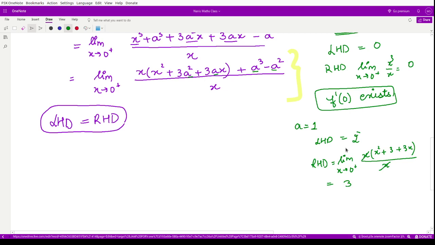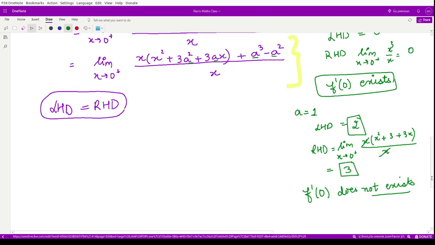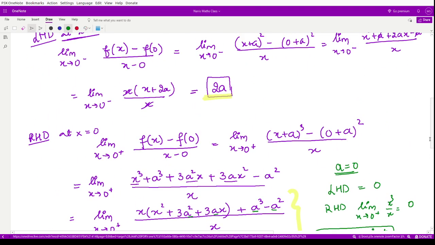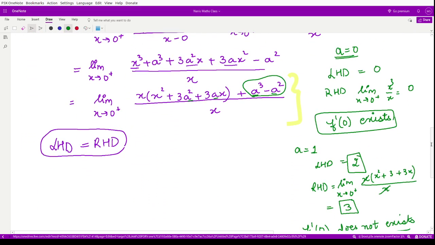So you see this left hand derivative over here is not equal to the right hand derivative over here. So we conclude from here that f dash 0 does not exist whenever a is equal to 1, right? And in all other cases, for any other value of a, this term won't disappear. If this term does not disappear from here, then this left hand derivative is not equal to this right hand derivative. So basically you are having these two cases only, right?